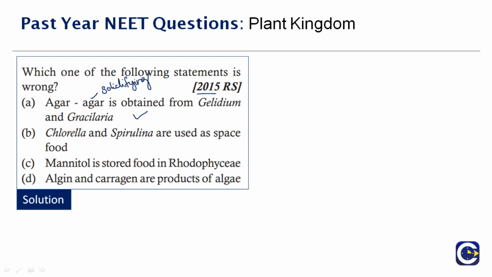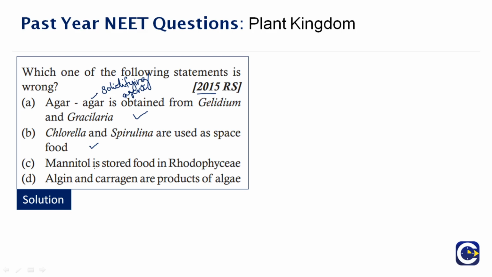It is used predominantly in microbiology, where we do culturing of organisms. So we need the medium to get tightened and stiffened, so we use this agar as a solidifying agent there. Next, B, Chlorella and Spirulina are used as space food. That is also correct. C, Mannitol is stored food in Rhodophyceae. This is where we go wrong.